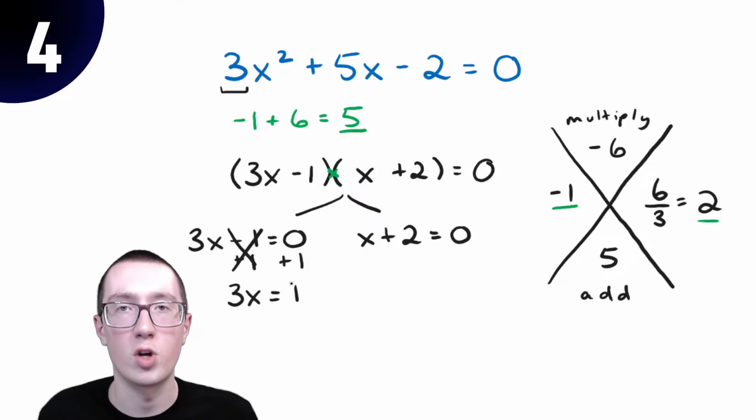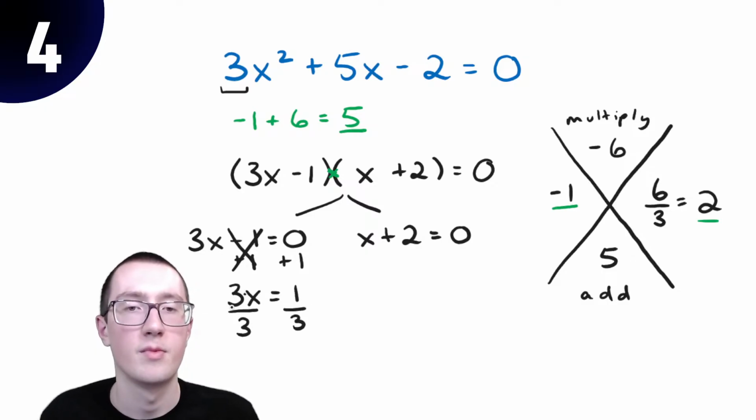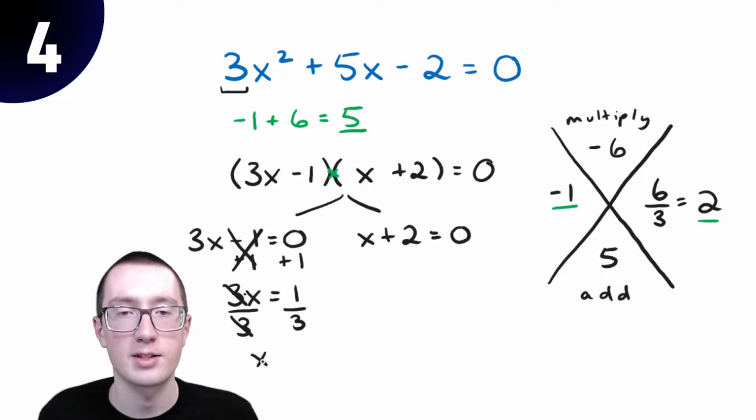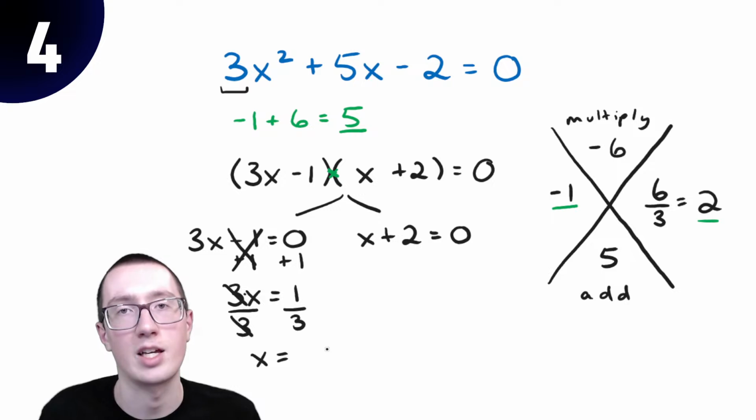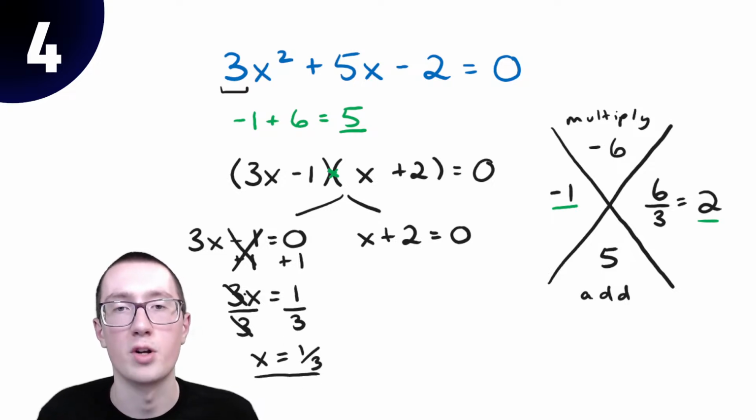And now we have a one-step problem. So these are being multiplied, so we'll do the opposite of multiplication, which is division. We'll divide both sides by 3. So the 3's cancel out, and here we just have x equals 1 divided by 3. That can't be simplified, so it's just 1 over 3. And this is one of our answers.